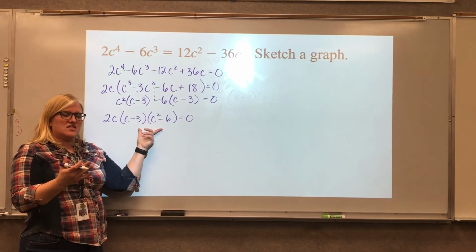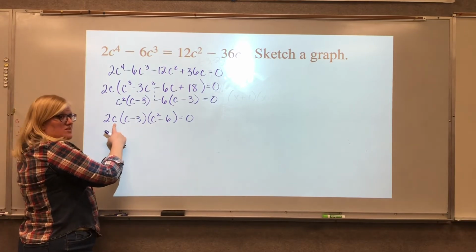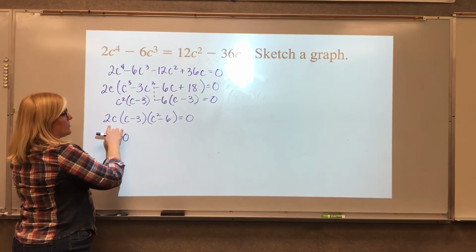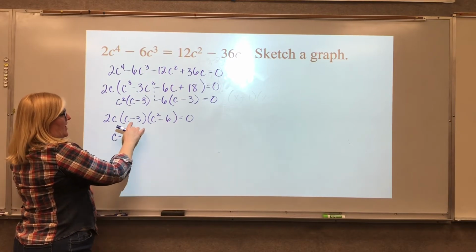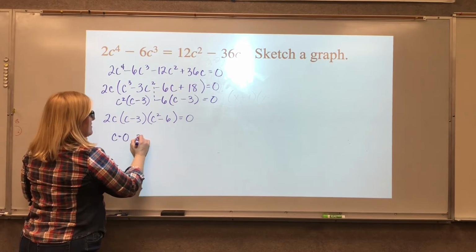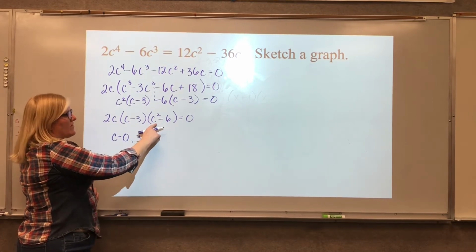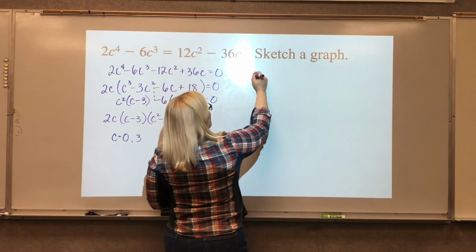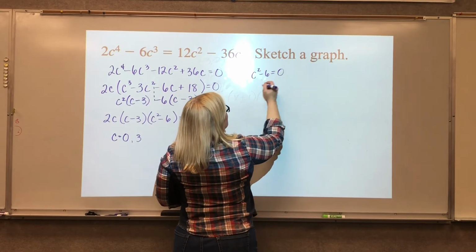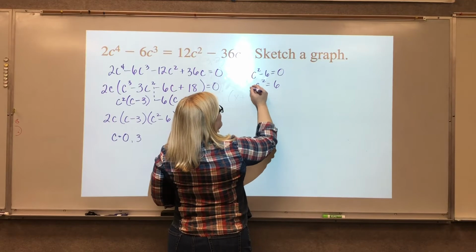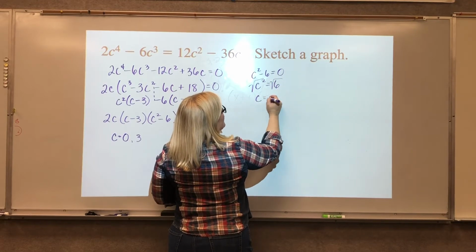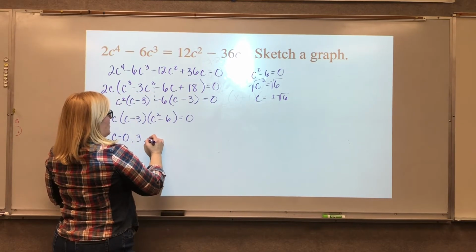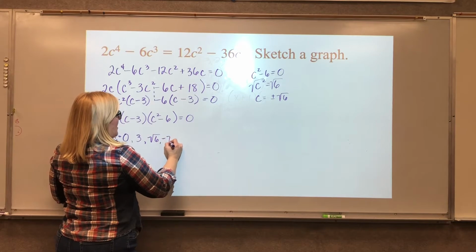So now how do I find the zeros? Well, one of my zeros is right here, 0, because if that's 0, this whole thing is 0. Another zero I have is 3, but what about this one? What values of c make this 0? Well, I can always come over here and just set it equal to 0 and solve for c. So I take the square root of that. So c is plus or minus the square root of 6. So I've got the square root of 6 and I have negative square root of 6.